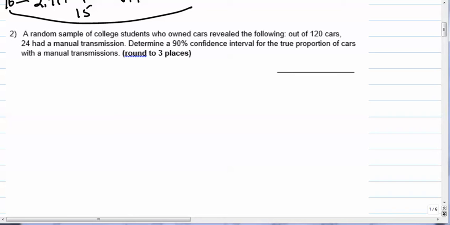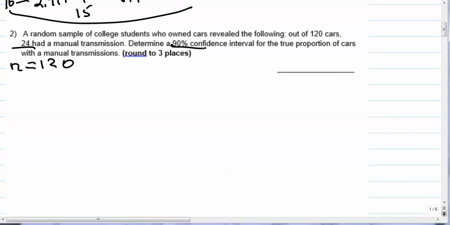The formulas are in my notes. We have a sample of college students that own cars, and we took a sample, and that sample was 120. We found out that 24 had a manual transmission. 24 of them had a manual transmission.